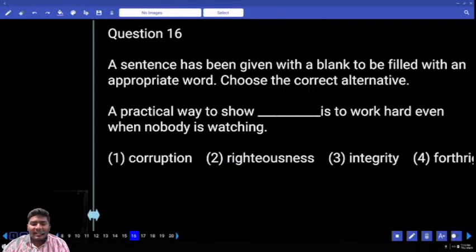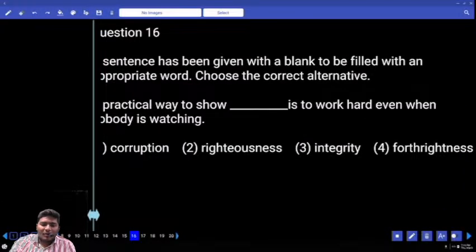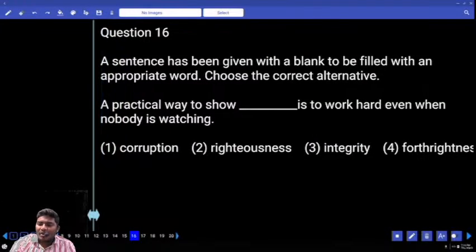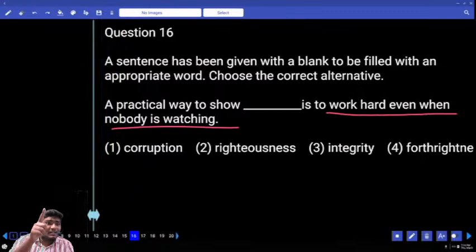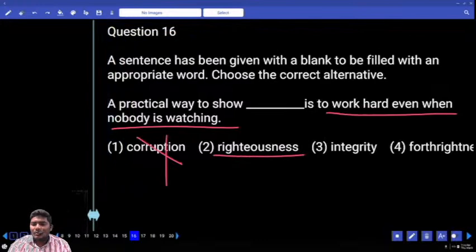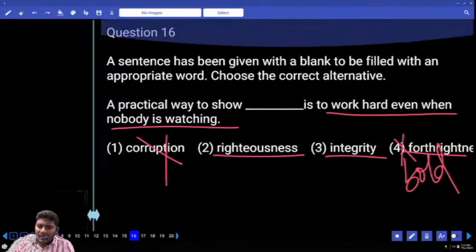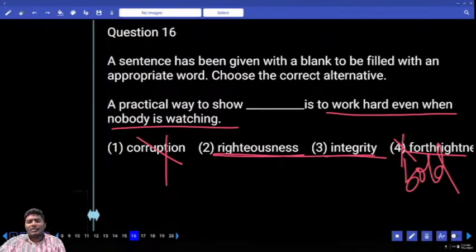Okay. A practical way to show dash is to work hard even when nobody is watching. Now, is the sentence speaking about a positive scenario or negative scenario? Positive. Okay, why positive here? Look at this: work hard even when nobody is watching you. That means we want to get something which is of a positive nature. Now, can you eliminate all the negatives here? Corruption is out. Now, your answer is righteousness, integrity, forthrightness. Forthrightness is nothing but being very bold, brave. It is also not relevant. Your answer must be righteousness or integrity.